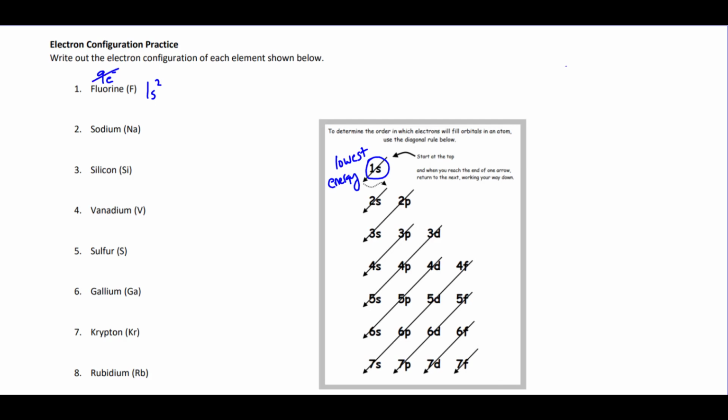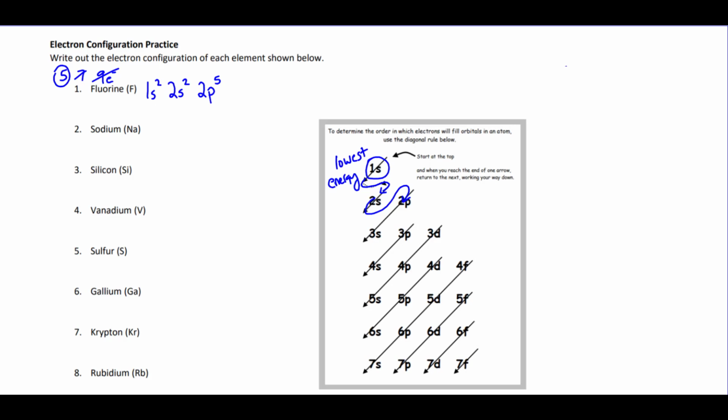So keeping track, we had 9, so now we're down to 7. Next energy level to go to, or in the diagonal rule, is 2s. So that's going to be 2s, and again with a 2, because that's all it can hold. We're down to 5. And so following the diagonal rule, we go to 2p, and that level can hold up to 6 electrons, but we only have 5, and so that's going to be it.